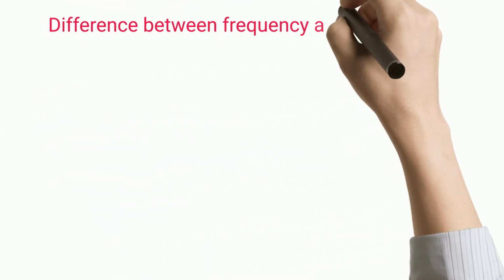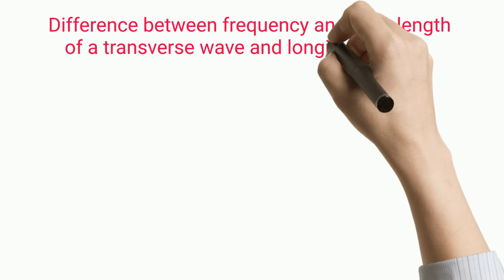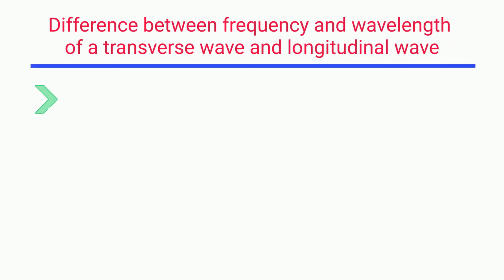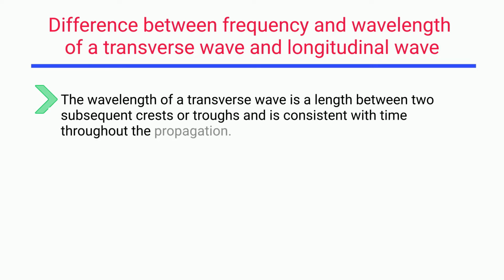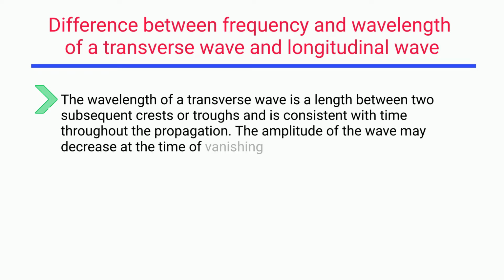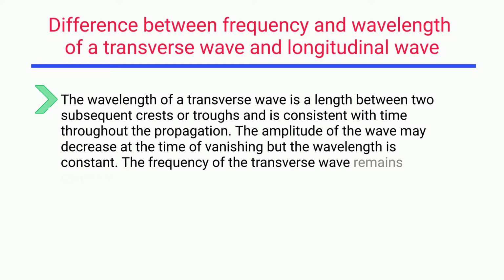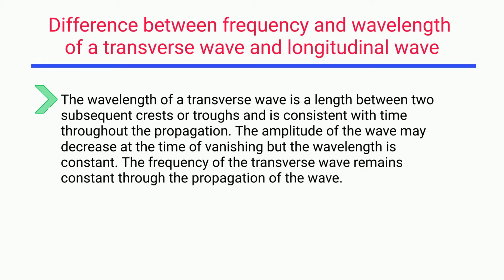Difference between frequency and wavelength of a transverse wave and a longitudinal wave. The wavelength of a transverse wave is the length between two subsequent crests or troughs and is consistent with time throughout the propagation. The amplitude of the wave may decrease as it vanishes, but the wavelength is constant. The frequency of the transverse wave remains constant through the propagation of the wave.